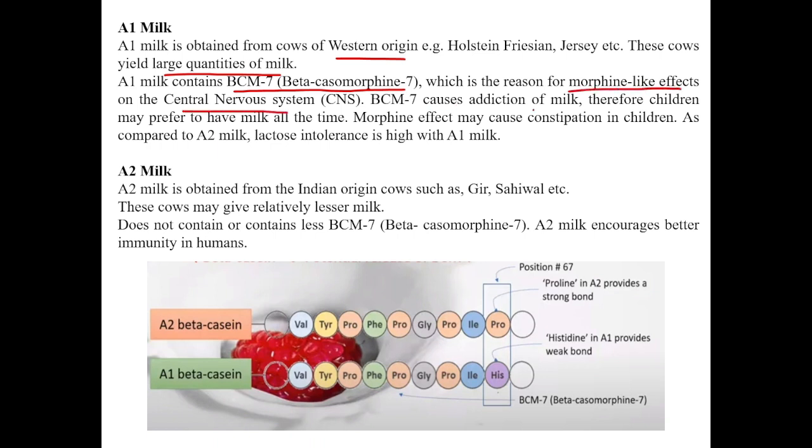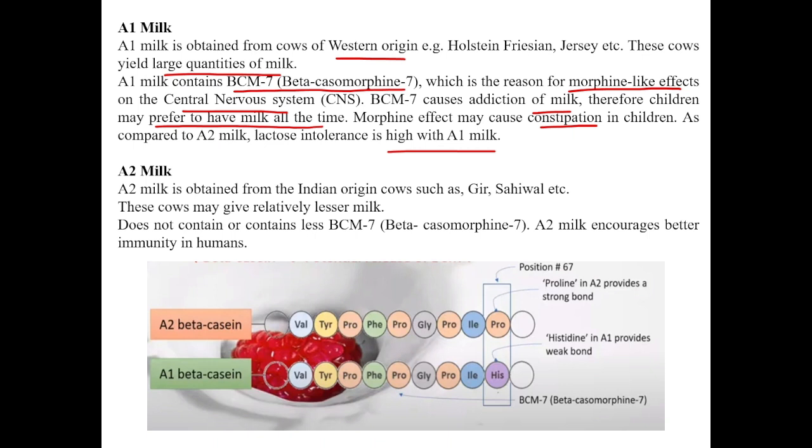So BCM7 causes addiction to milk, therefore children may prefer to have milk all the time. It causes addiction, and morphine effects may also cause constipation in children. And as compared to A2 milk, lactose intolerance is also higher with A1 milk. There are only a few studies which have shown that A1 milk has some harmful effects on humans.